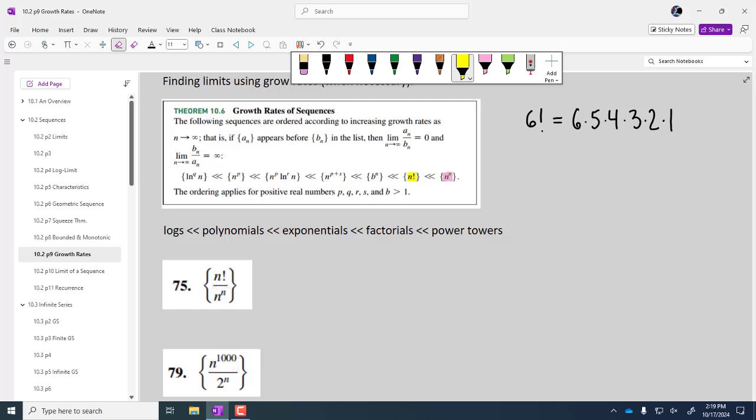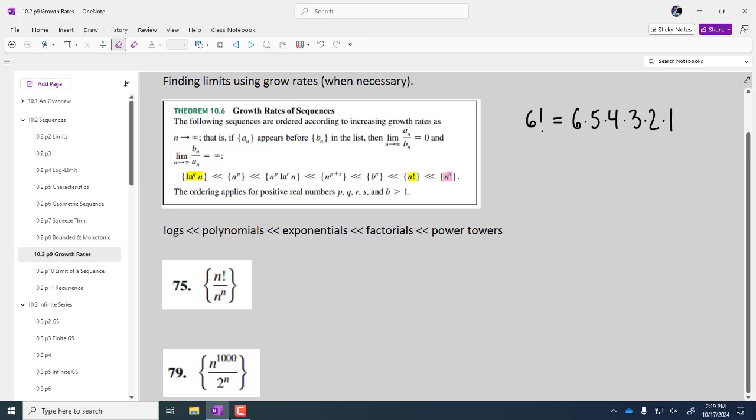So the ones that we are going to focus on, this growth rate table has some funny business in here that we don't need to get into. So we've got on the left the log function, and they raised it to a power. Log function grows slow, and if you raise it to a power, it still goes slow.